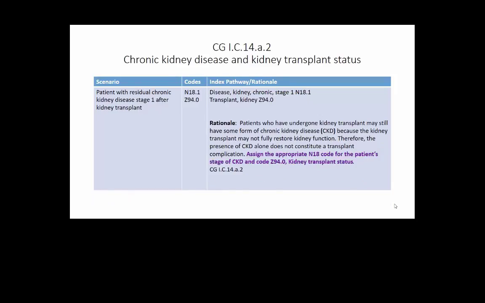The next guideline has to do with chronic kidney disease and a kidney transplant. You can get chronic kidney disease with a transplanted kidney. The example we're given here is a patient has residual CKD stage 1 after a kidney transplant, and our guidelines tell us that we would assign the appropriate N18 code, which in this case for stage 1 is N18.1, as well as the Z94.0 kidney transplant status. Both of those things would be included.